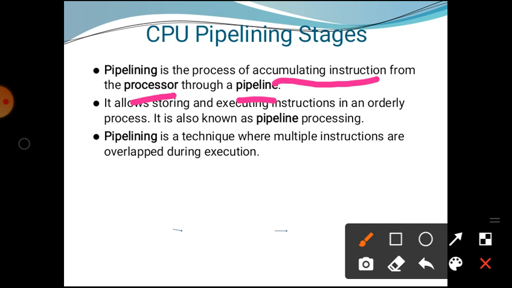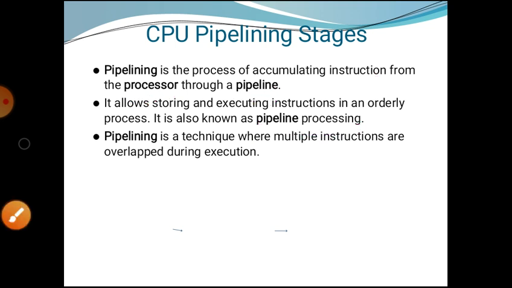It is also known as the pipelining process. The process which does storing as well as executing instructions is known as the pipelining process. Pipelining is a technique where multiple instructions overlap during execution. Pipeline means multiple instructions are sent at a time, so there is overlapping of instructions. This is about CPU pipeline stages, pipelining.